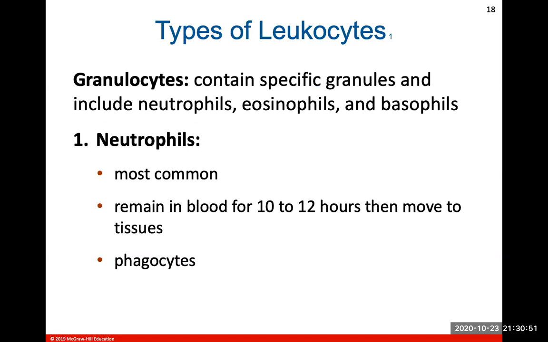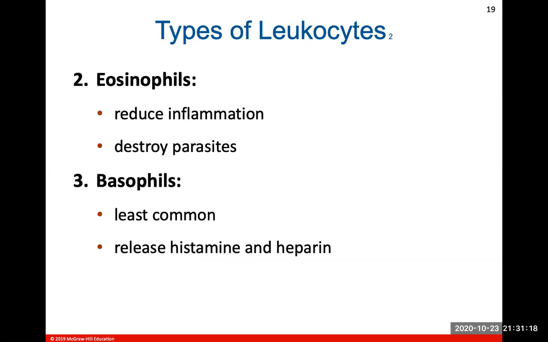You have 5 different types of leukocytes, and we divide them into whether they are granulocytes or agranulocytes. And granulocytes will contain specific granules, and these will include your neutrophils, the eosinophils, and the basophils. Your neutrophils are the most common. They will remain in your blood for 10 to 12 hours, and then they'll move to your tissues, and these are phagocytes. Eosinophils help to reduce inflammation.